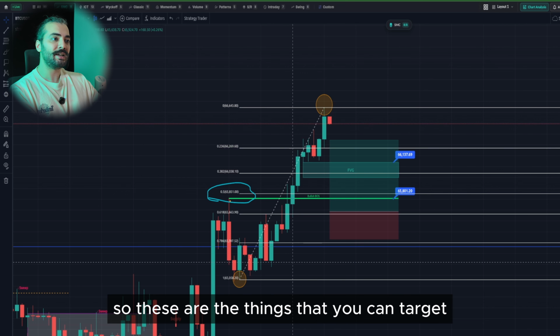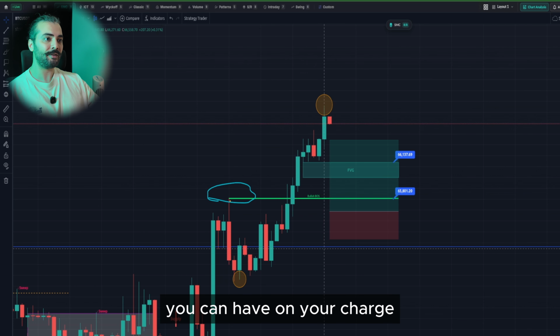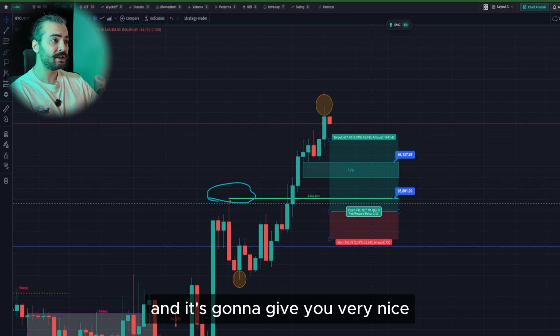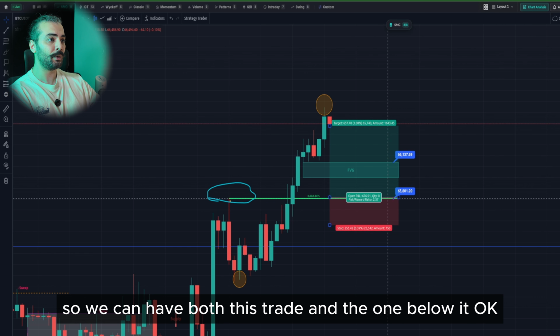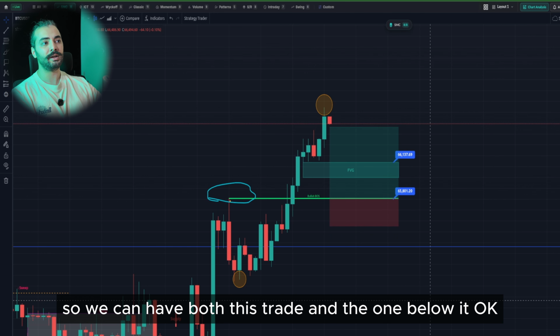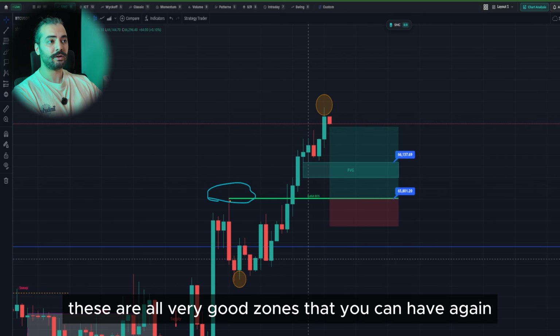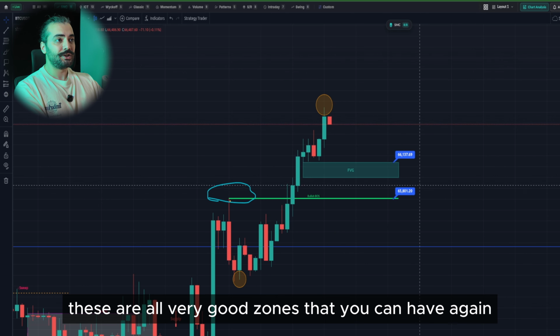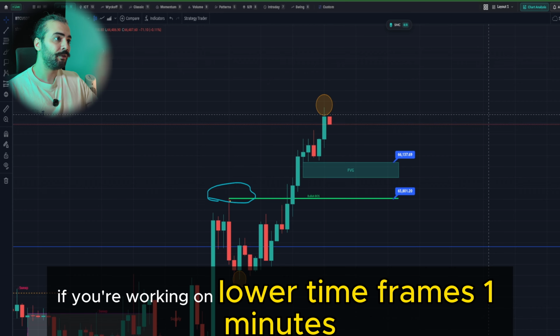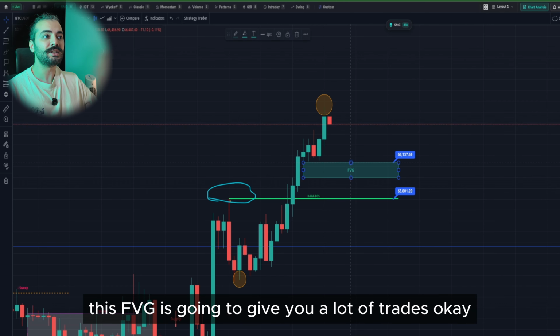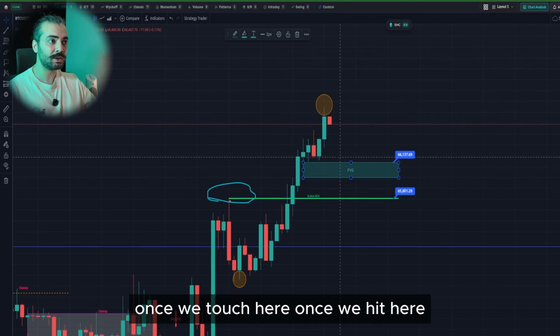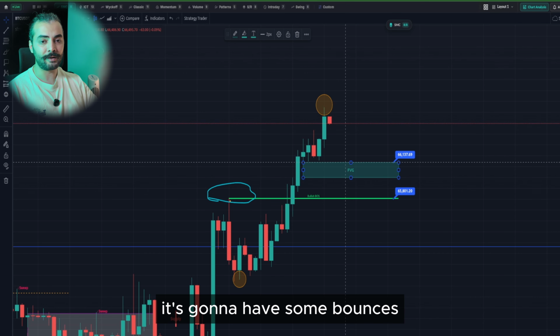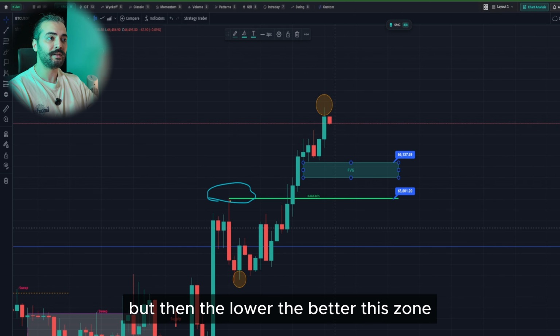So these are the things that you can target, you can have on your chart, and it's gonna give you very nice, so we can have both this trade and the one below it, okay? These are all very good zones that you can have. Again, if you're working on lower time frames, 1 minute, this FVG is going to give you a lot of trades, okay? Once we touch here, once we hit here, it's gonna have some bounces. But then the lower, the better.